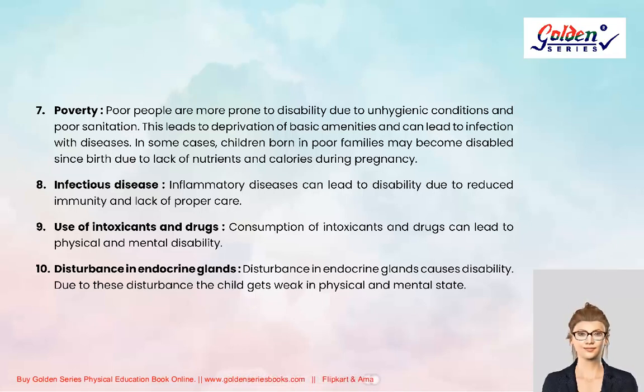during pregnancy. 8. Infectious disease. Inflammatory diseases can lead to disability due to reduced immunity and lack of proper care. 9. Use of intoxicants and drugs. Consumption of intoxicants and drugs can lead to physical and mental disability. 10. Disturbance in endocrine glands. Disturbance in endocrine glands causes disability. Due to these disturbances, the child gets weak in physical and mental state.